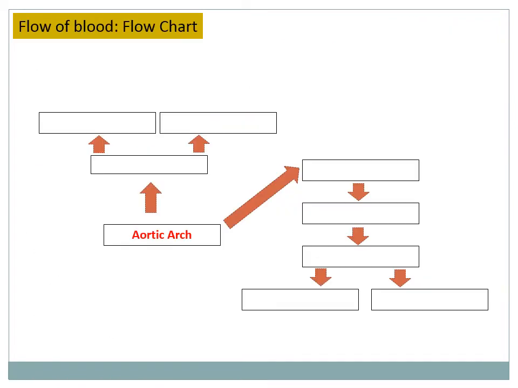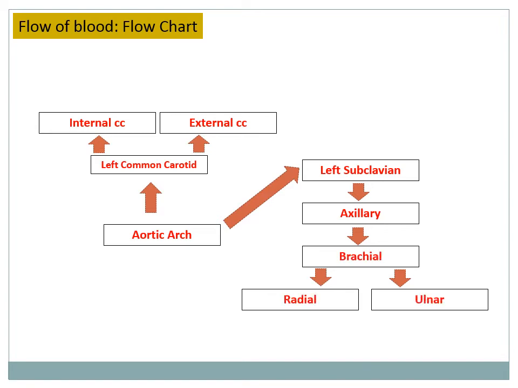So back to our flow chart here, we are now going to be hanging out on the left side. Your aortic arch is going to become your left common carotid. Your left common carotid is going to split into the internal and external common carotids, just like we've talked about on the other side. Your aortic arch is going to then branch into our left subclavian. Your left subclavian leads to the axillary, which leads to your brachial, which leads to your ulnar and radial arteries.